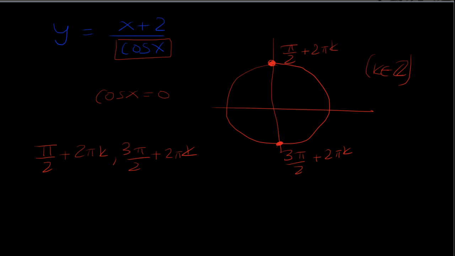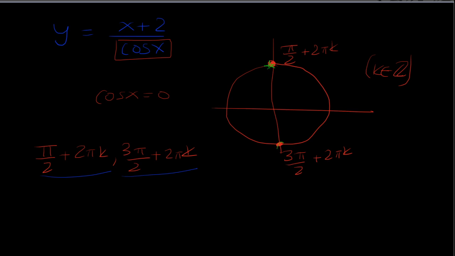So instead of having two of these, we can just say, well, I'm just moving back and forth over here. And the distance is always going to be pi. So I could just say pi over 2 plus pi k. Okay. So this is going to be where the denominator is going to be 0. So I want everything except pi over 2 plus pi k. Okay, so that's the answer to that.